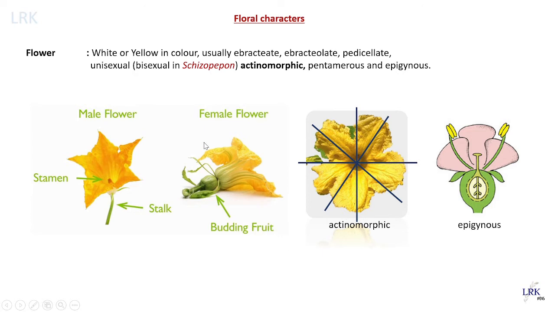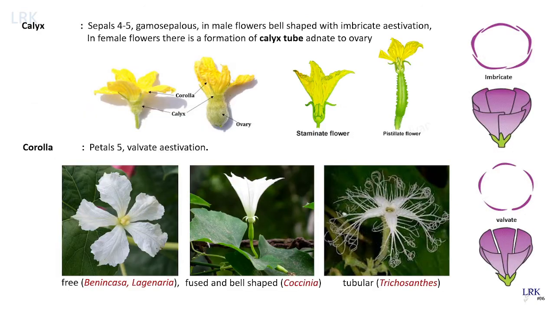So how to describe a flower? Flowers are white or yellow in color. Usually they are ebracteate, but in Trichosanthus and Actinostemma they are bracteate, otherwise all others are ebracteate, ebracteolate, pedicellate, unisexual except Schizopepon, and actinomorphic, pentamerous, and epigynous condition is seen.